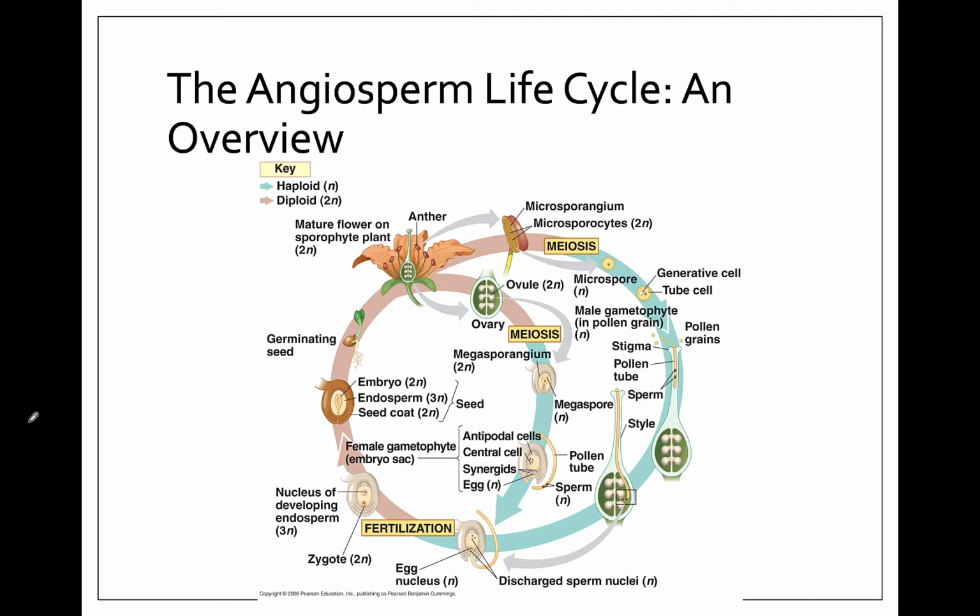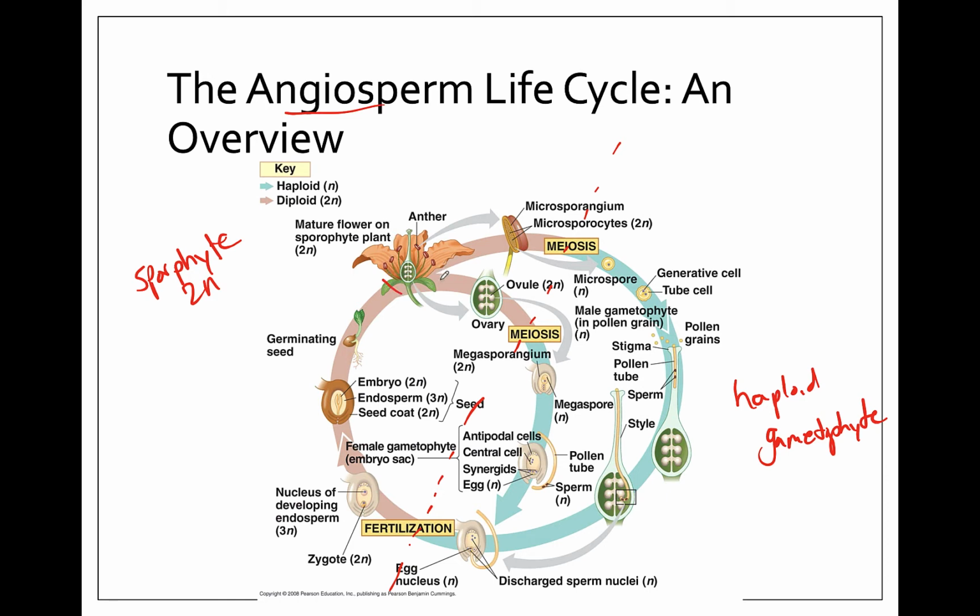So now we can put together the whole life cycle of the angiosperm, and you can see that this is still alternation of generations. If I draw my line this way, this side is my sporophyte generation, and this is diploid. Everything on the blue side is my haploid gametophyte. But this one's been filled in with all of the details for a flowering plant, the angiosperms.